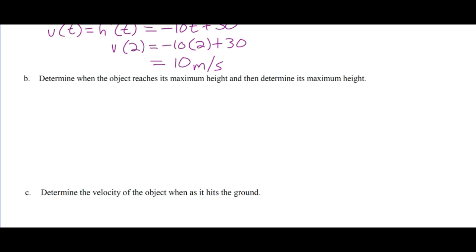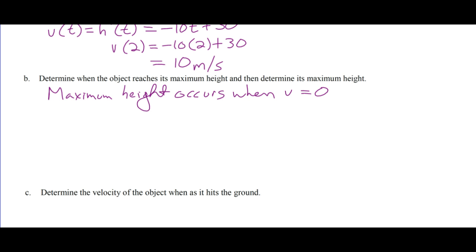So the maximum height occurs when v equals 0. So let's write this down, right? So the maximum height occurs. I can never spell occurs. What is it, 2 C's? Occurs when the velocity is 0.